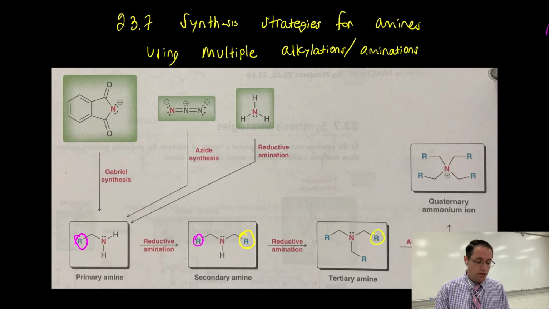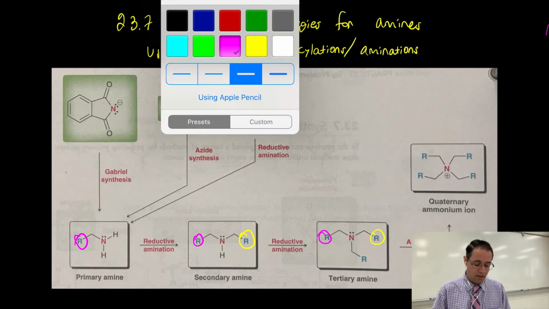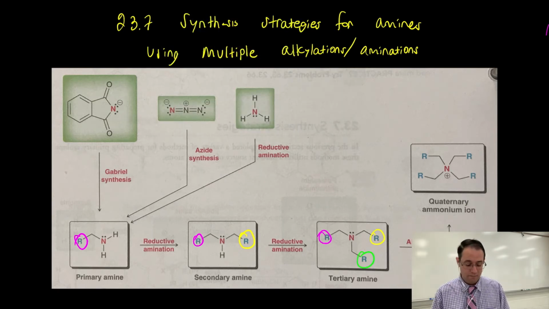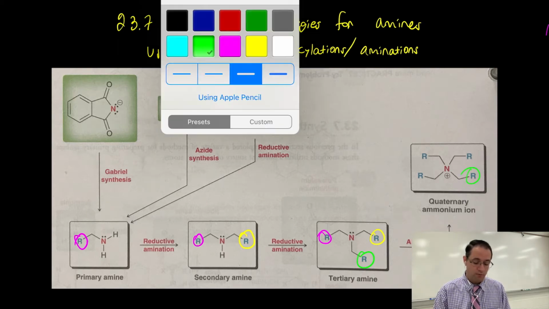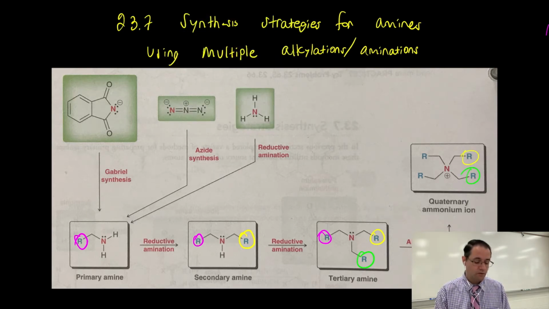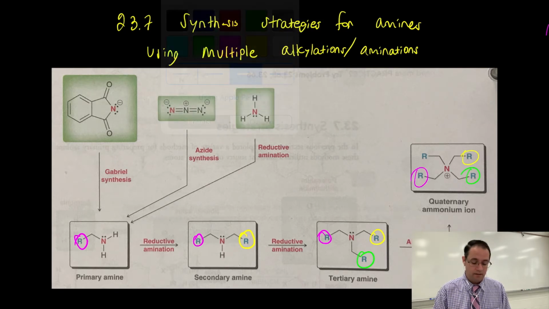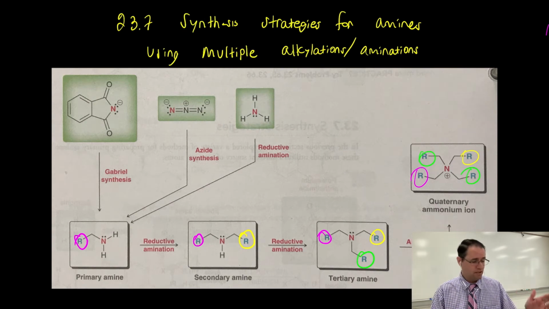The third reductive amination, for example, could install a third alkyl group to synthesize an unsymmetrical tertiary amine. And then you could alkylate this in any way you want, typically with an alkyl halide, to give you a quaternary ammonium salt. So that would be potentially a nitrogen atom with up to 4 different alkyl groups surrounding the central nitrogen atom.